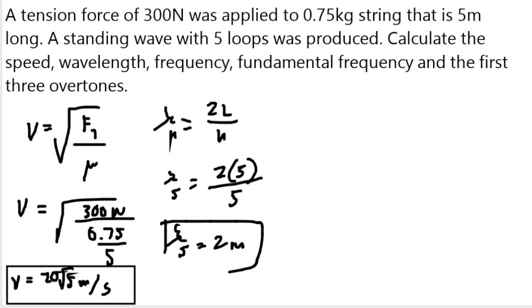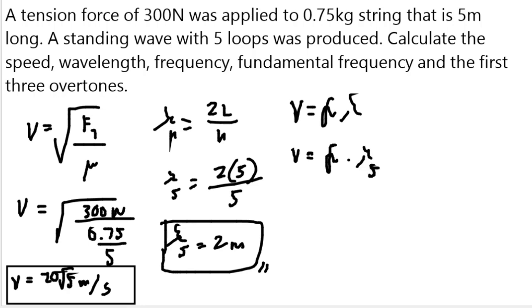Now let's calculate the frequency. We already know the velocity, so we can easily calculate the frequency at the 5th node. Velocity is equal to frequency times wavelength. We can just calculate the frequency by dividing. So we got 20 root 5 divided by 2. So the frequency is going to be 10 root 5. This is the frequency at the 5th node.